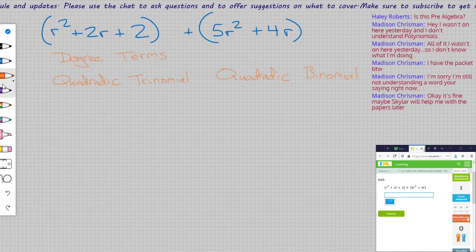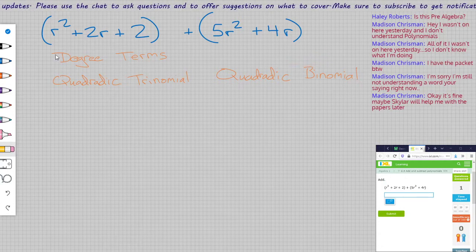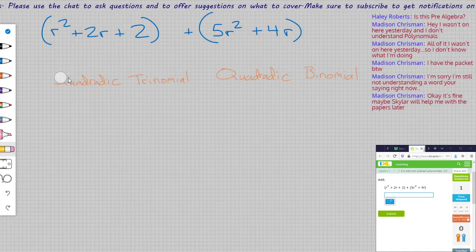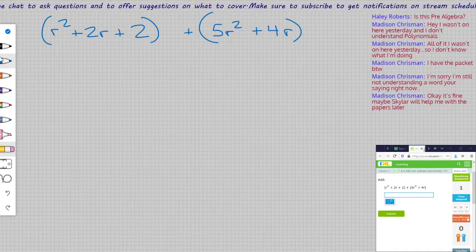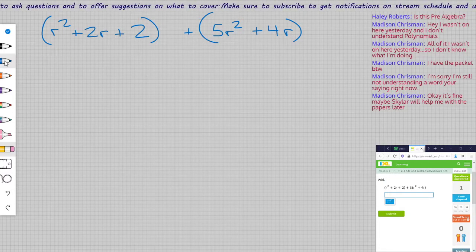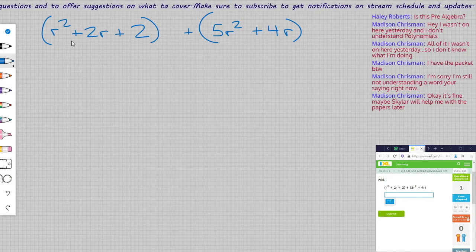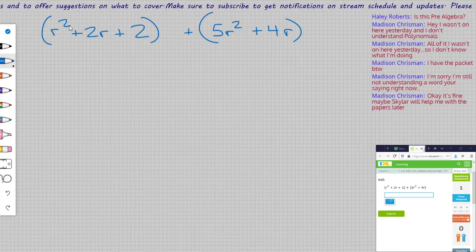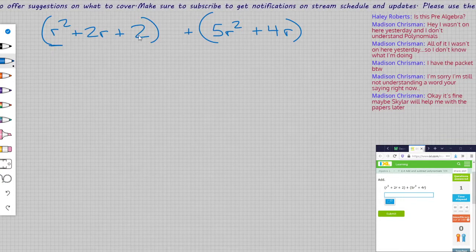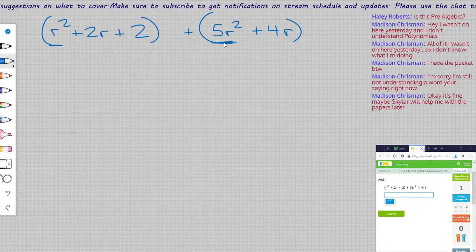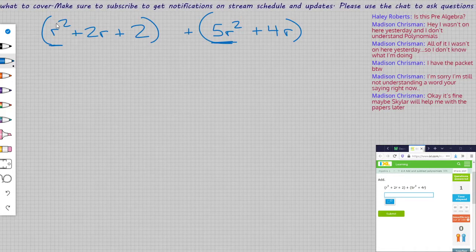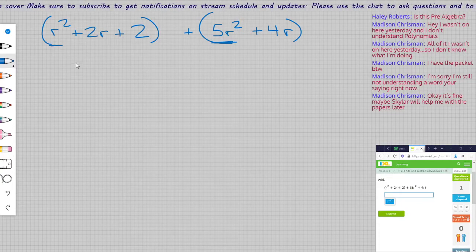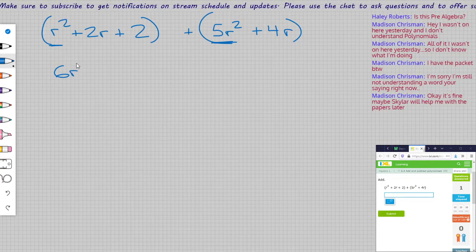Alright, now that we've named them, which we didn't need to do for the assignment, but I just wanted to at least keep practicing that. When you're adding polynomials, you need to add things that have the same degree. So r squared is going to be added to 5r squared. So r squared plus 5r squared, think of it just like x plus 5x's, is going to be 6r squared.